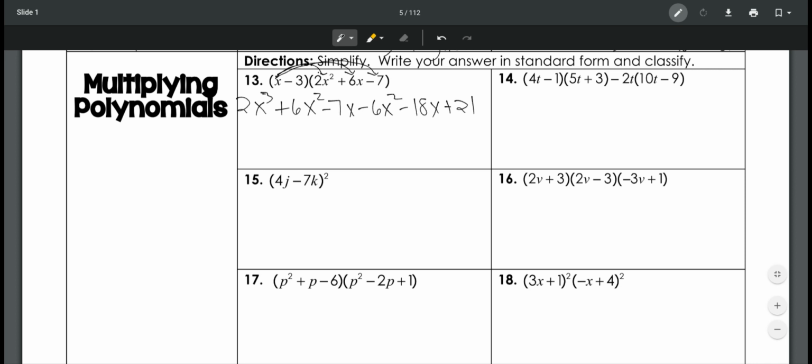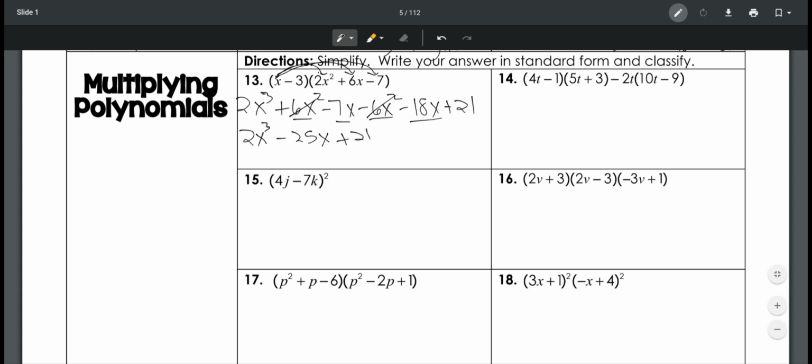Now, once you get to this point, you need to go through and combine like terms. So I have no other x cubed terms, so I have nothing to combine with that 2. I have 6x squared and negative 6x squared, which means those terms drop out because that becomes a 0. I have negative 7 and negative 18, so I'm going to add those together. That gives me negative 25x. And then I have the constant 21 at the end.